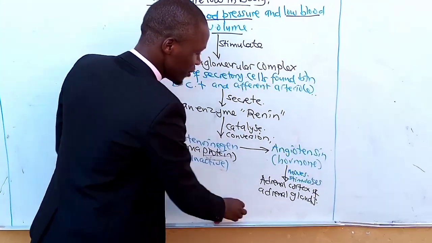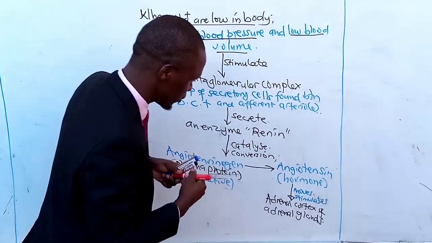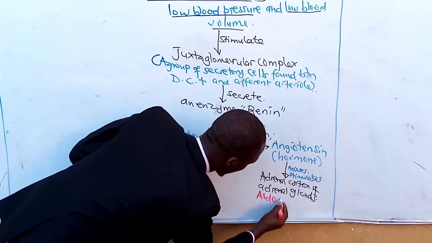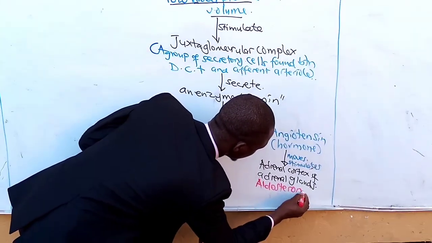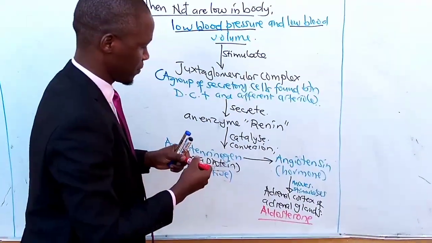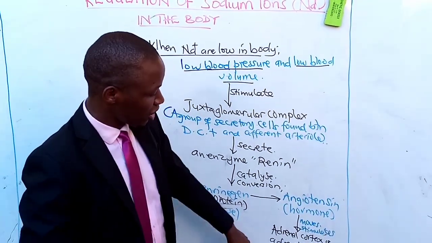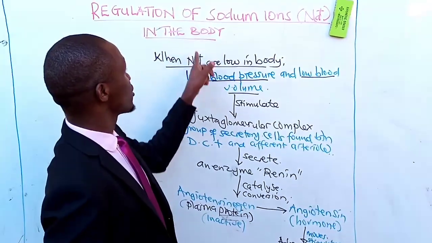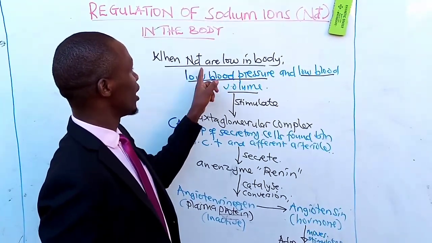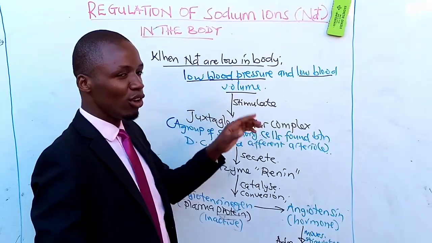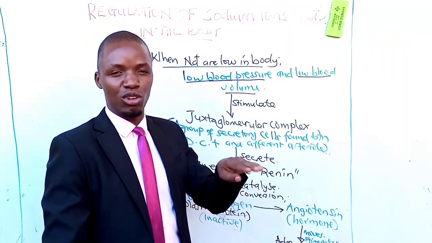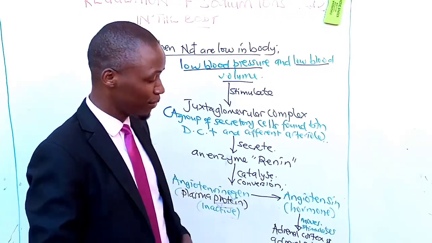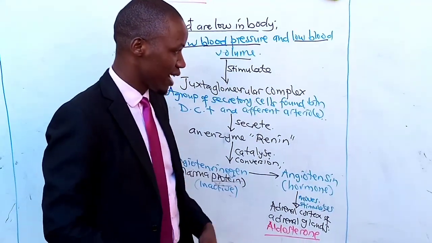Now, let me put it in different things because that hormone is very important. We are calling it aldosterone. It is this aldosterone which is going to help us in increasing the sodium ions, which were very low, back to a normal level, which is going to enable the body's metabolic processes like coordination to proceed normally. And we are going to see how it does that.